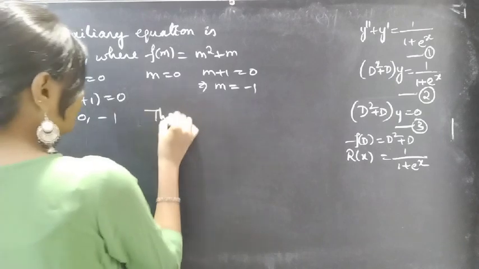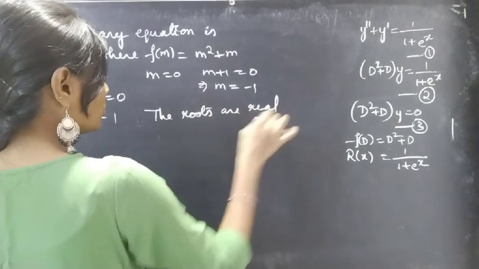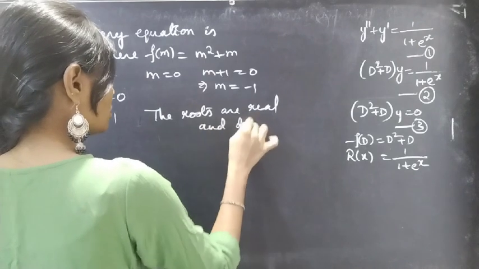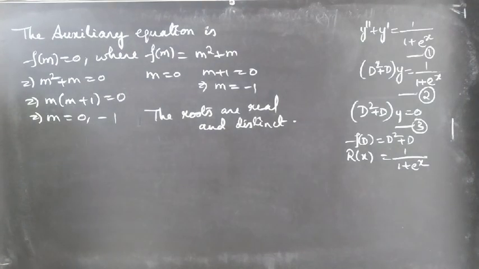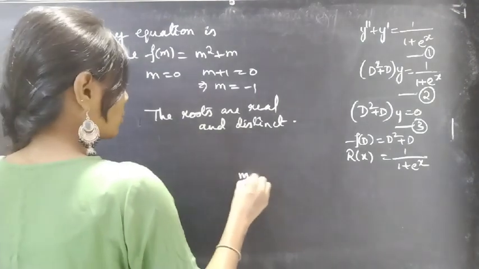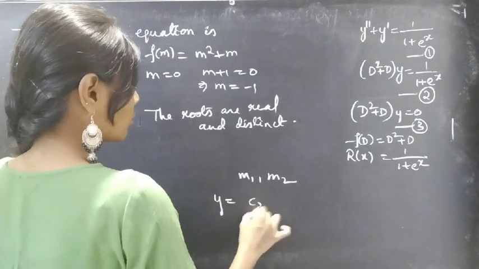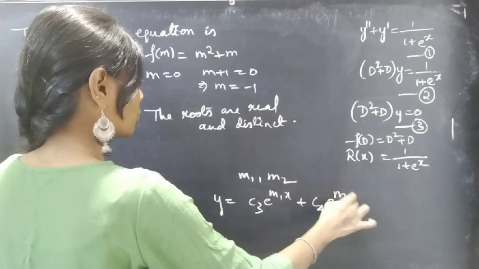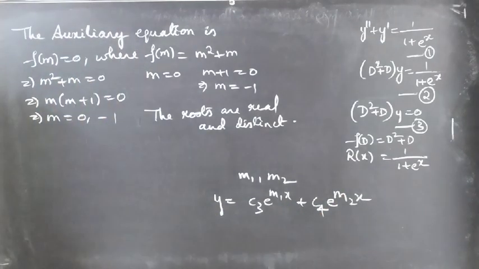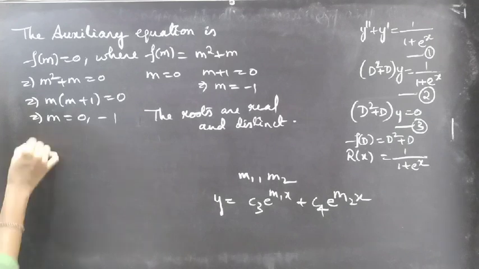The roots are real and distinct, right? We know that when two roots m1 and m2 are real and distinct, then the solution to our homogeneous equation looks like one constant into e power one root into x plus another constant into e power another root into x. So here we are taking C3 and C4 instead of C1 and C2, because I want C1 and C2 to appear in the final general solution. Right. Now coming to the solution of the homogeneous equation.